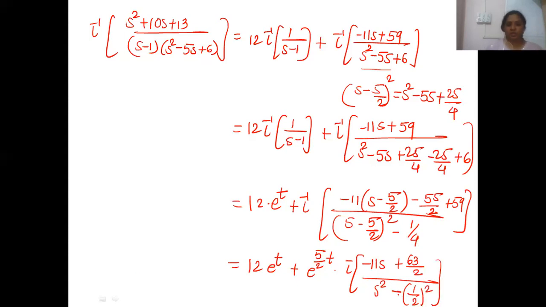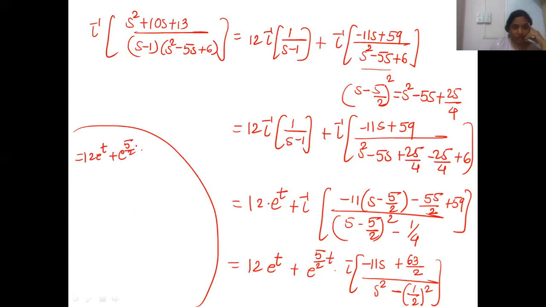Now we can separate this and write the answer. So I'll write the answer here now. So it is 12 e raised to t plus e raised to 5 by 2 t into, right? So if you separate, minus 11 will come out, at the bracket.